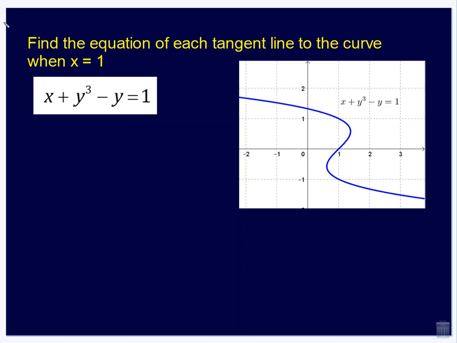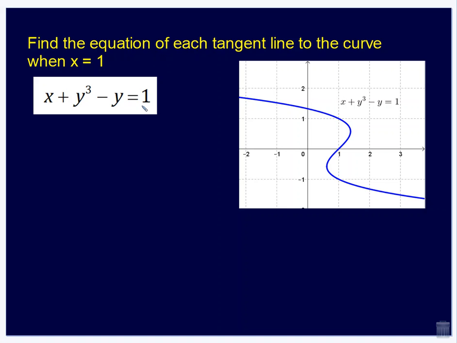Welcome back, everybody. We're going to finish off this section of implicit differentiation with a couple of additional examples, and in these we're actually going to find the equation of a tangent line to various points on this curve. We're told we want to find the equation of the tangent line to this curve. We have the picture of it here, and the equation is x plus y cubed minus y equals 1.